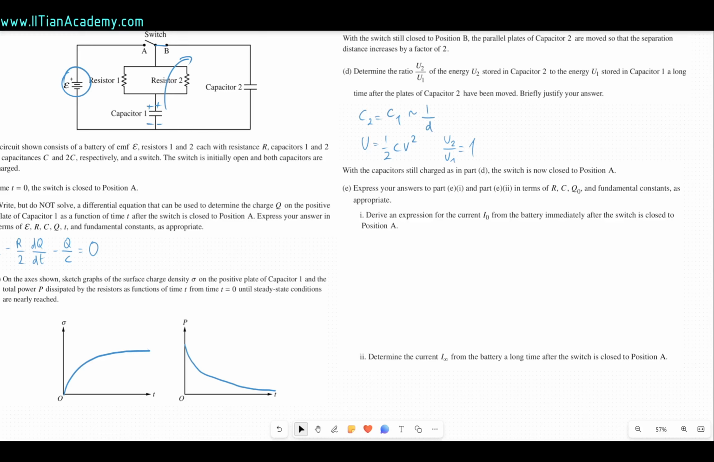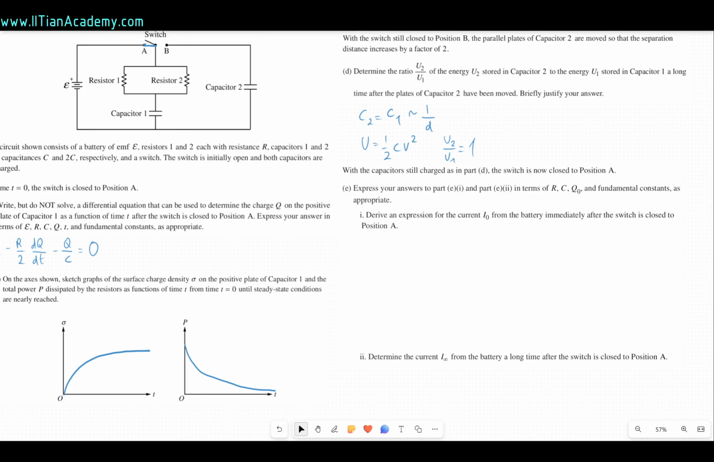So in part E, we are told that with the capacitor still charged as discussed in part D, the switch is now moved back to position A. We need to express our answers in terms of R, C, and Q. And in part 1, we need to derive an expression for the current from the battery immediately after the switch is closed to position A. So again, we will have to make use of Kirchhoff's loop rule.